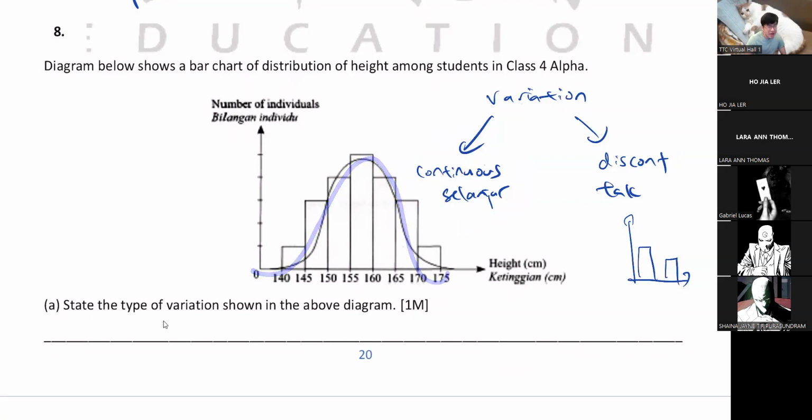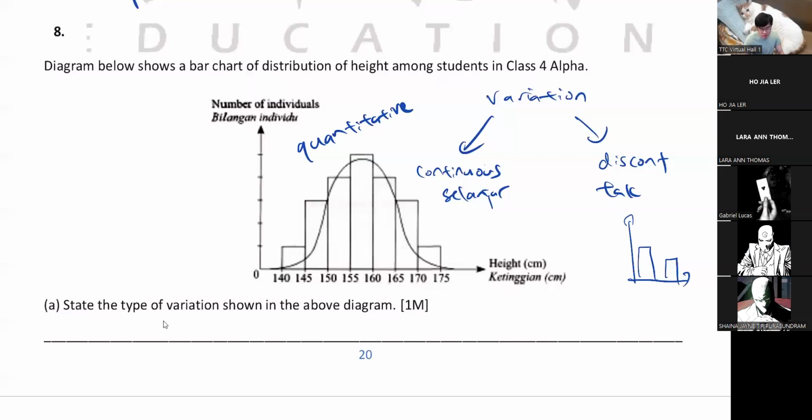For example, height. So for height, every height has people. Okay, so try to ask yourself, are there people 141 cm in this world? Yes, of course. Are there people 142? Yes, of course. 143? Yes, of course. So every value has a person. So in this case, we can say this is a quantitative variation. Quantitative, that means it's about quantity. See how many people have that value.